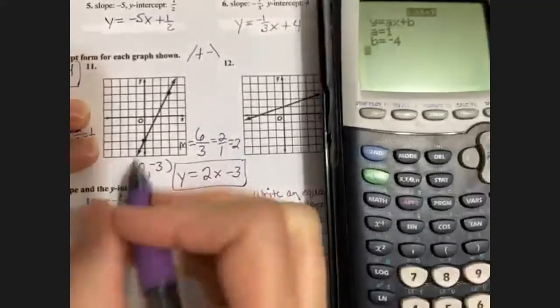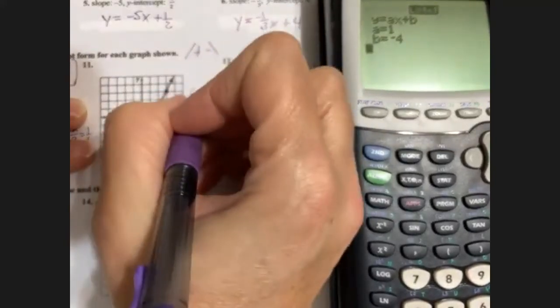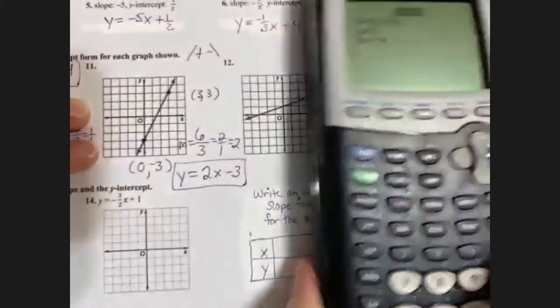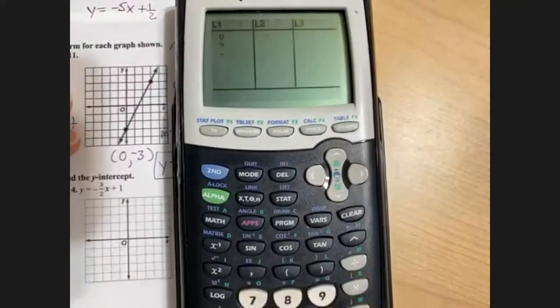So we had the point 0, -3 here. And 1, 2, 3, 1, 2, 3. This is the point 3, 3. And I'll see if I'm right. And this is a great way to check yourself. So stat, enter. My 2 points are 0, I'm going to leave that there, -3.